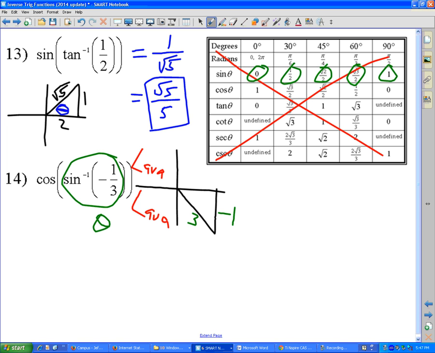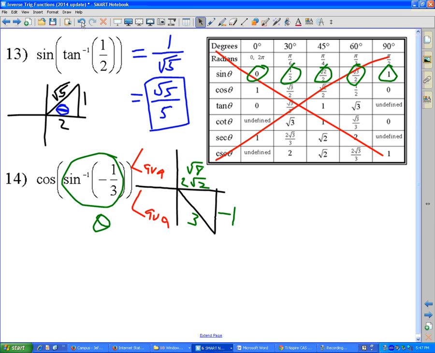3 squared is 9, subtract 1, negative 1 squared is 1, is root 8. And root 8 would reduce to root 4 times root 2, or 2 root 2. Do we need that? I think we do.